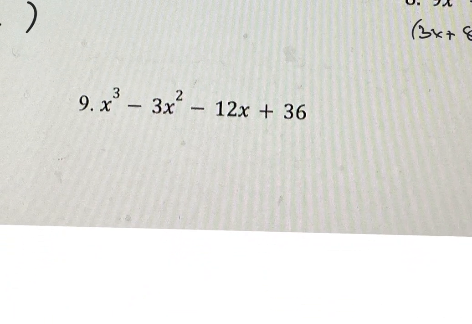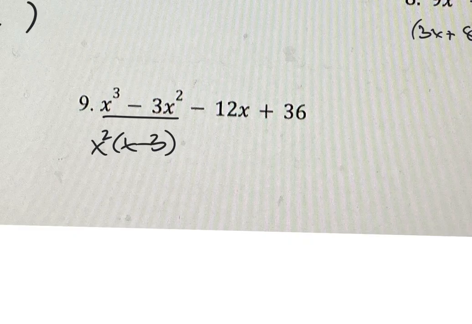And the last one, number 9 here, is factor by grouping. Group the first two together. I can take out an x squared. That leaves an x minus 3. Now, I've got to get an x minus 3 again. So I'm going to take out a -12, because that will definitely give me an x minus 3. Okay, so one more step.